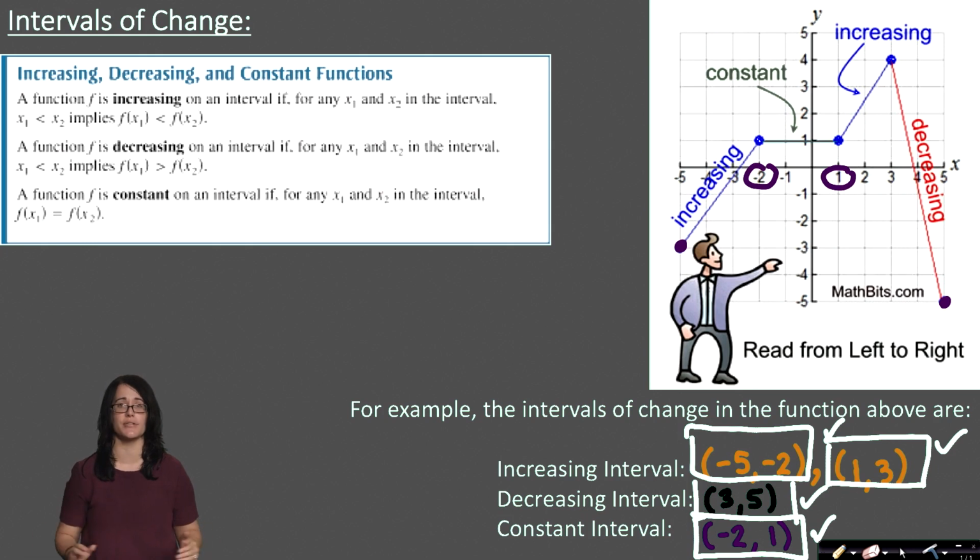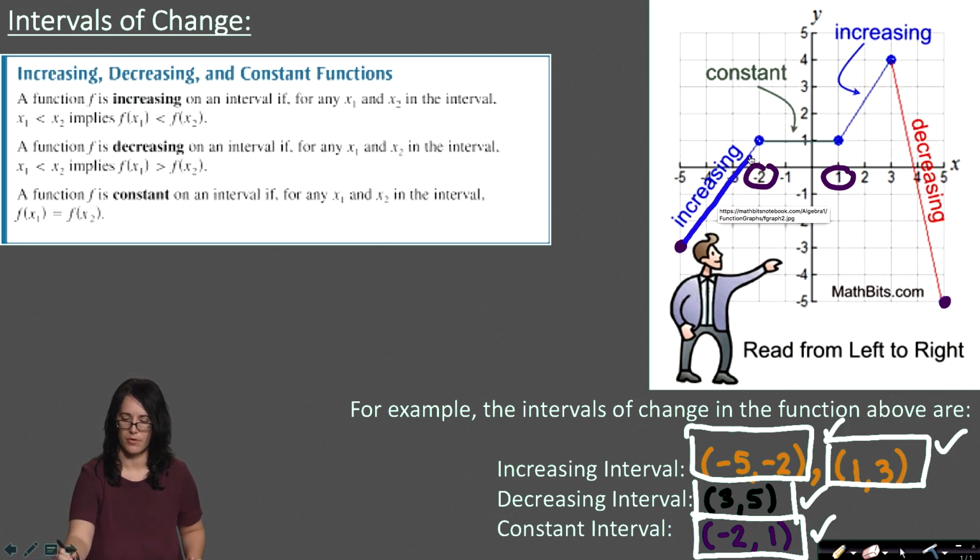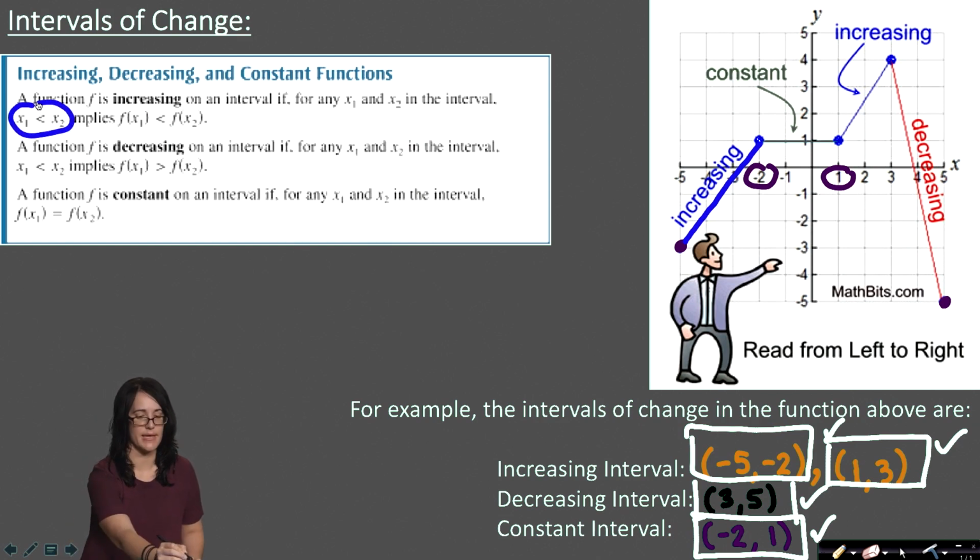Okay, so definitionally speaking, how do you know whether or not a function is increasing, decreasing, or constant? Formally, the way we would say it is a function is increasing on an interval. If you pick an x value, let's say x1, and an x value, let's say x2, so for example, in this increasing interval in our picture here, we could pick any two x values as long as the first x value is less than the second x value.